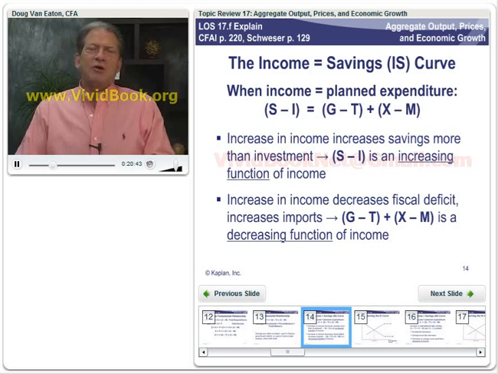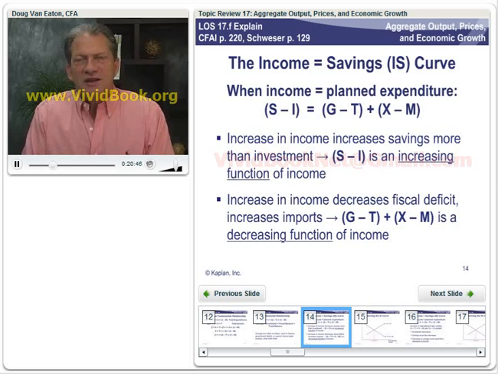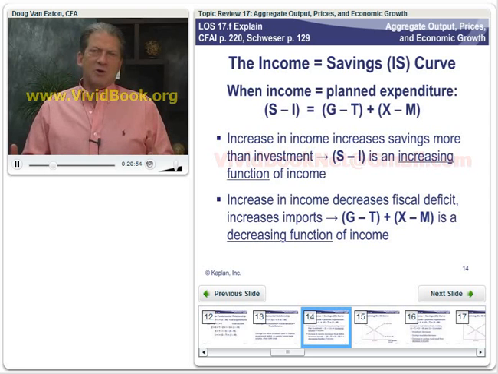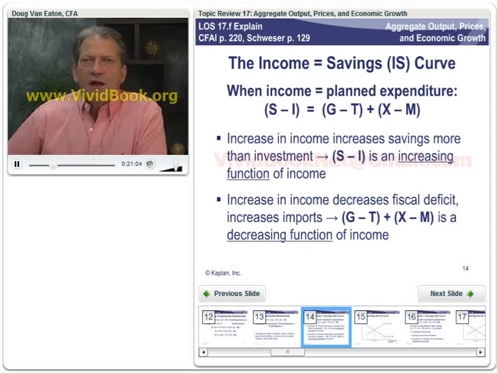The LM curve we're going to look at is the liquidity money curve. That's equilibrium in the money market. And so we've got equilibrium in the goods market, equilibrium in the money market, and then we're going to see where they cross, and that's an overall equilibrium in both markets. So let's take a look at this IS curve first. Increase in income increases savings more than it increases investment. So savings minus investment is a positive number. It's going to increase with income.